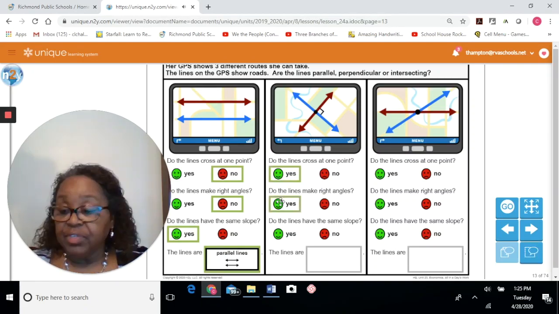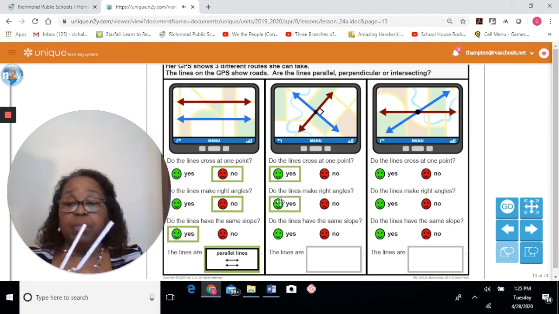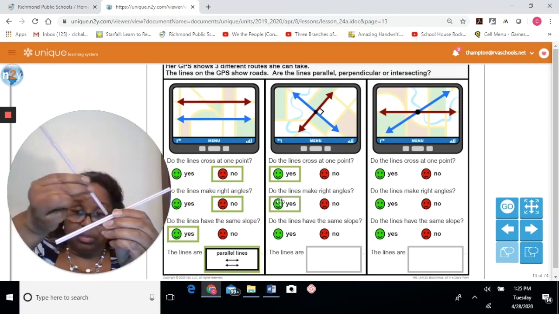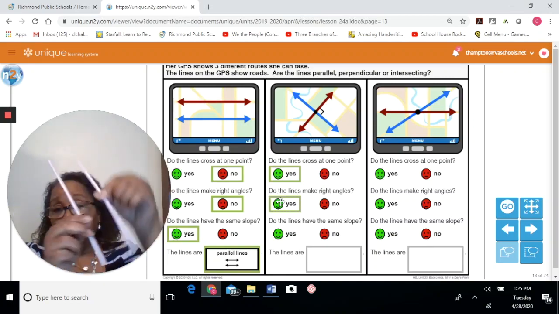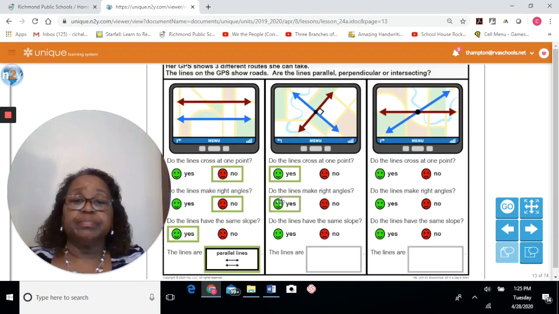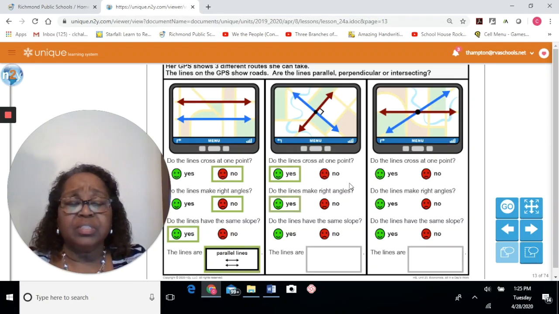Do the lines have the same slope? And remember, we talked about slope. It's the tilt, how steep it is. Do they have the same slope? No, they don't have the same slope.